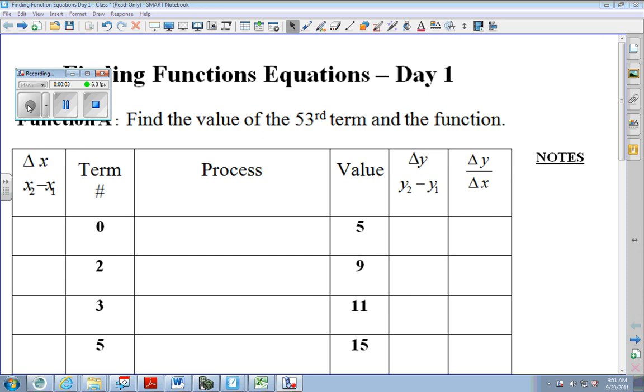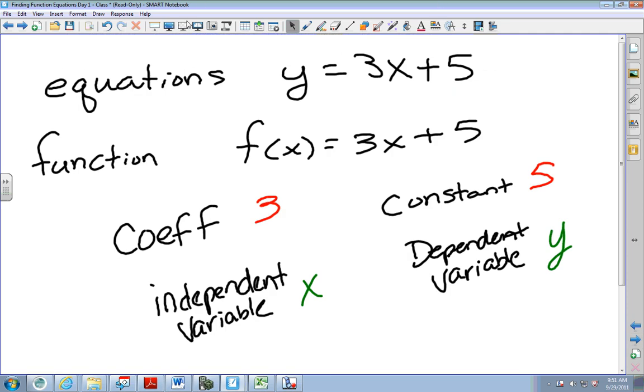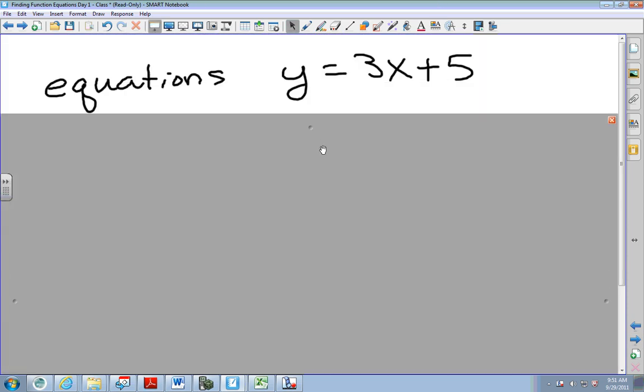This video is going to go over the introduction to finding functions from a table. Right here, first, before we even start, I want to go over this information. So first off, you have the equation.